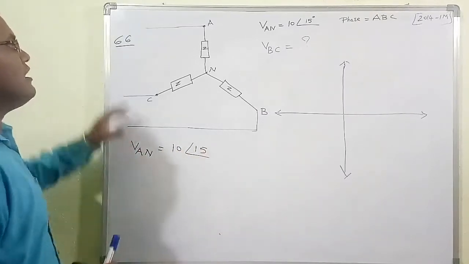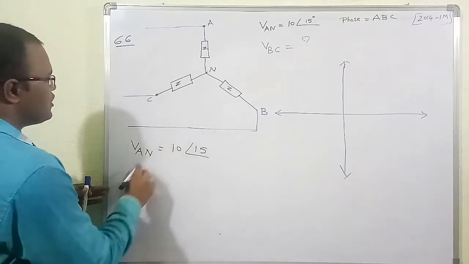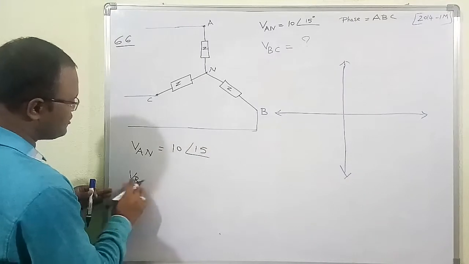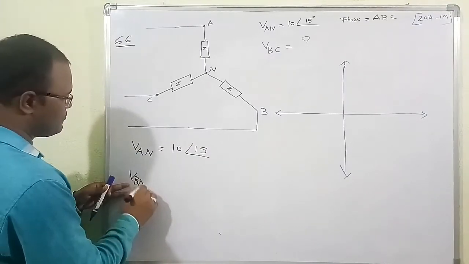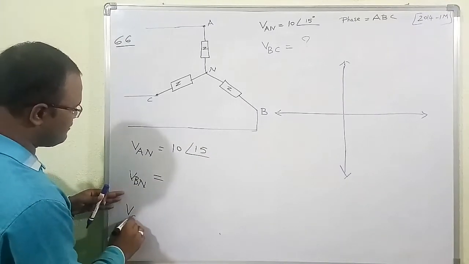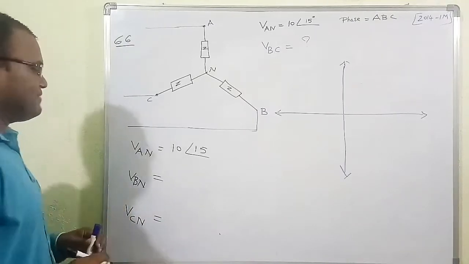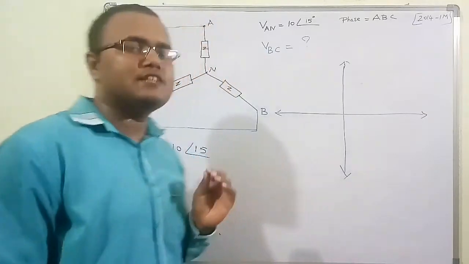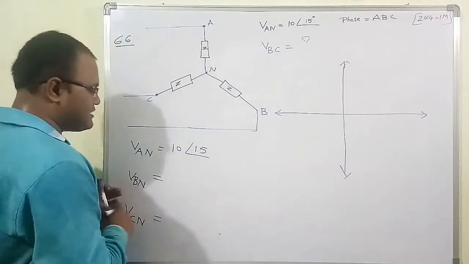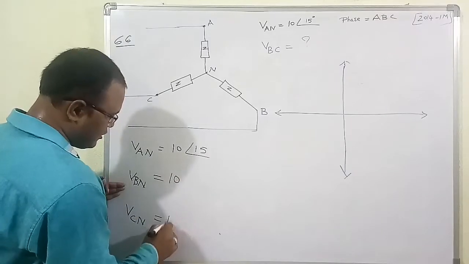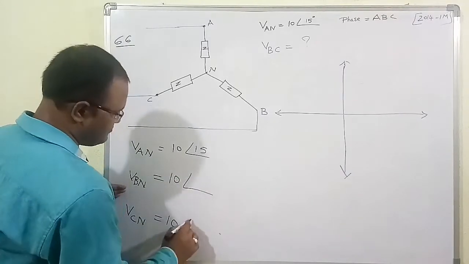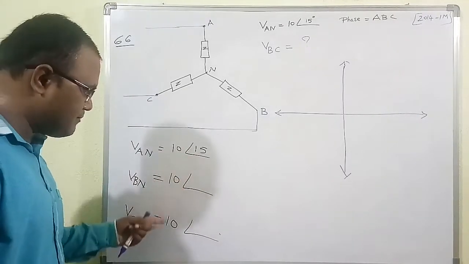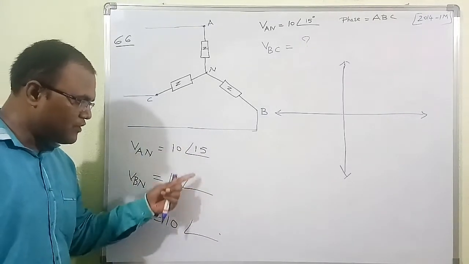As we have kept a balanced three-phase supply, the phase sequence VAN we know. Now the next one is VBN, because B is going to lag A. So VBN we need to find. Similarly, VCN we need to find. As I already told you, in a three-phase balanced supply, the magnitudes are the same. In this first case it is 10, then here also it is 10, and the third one is also 10. But we need to find the angles.